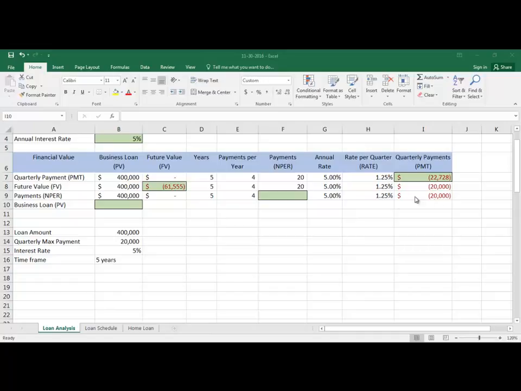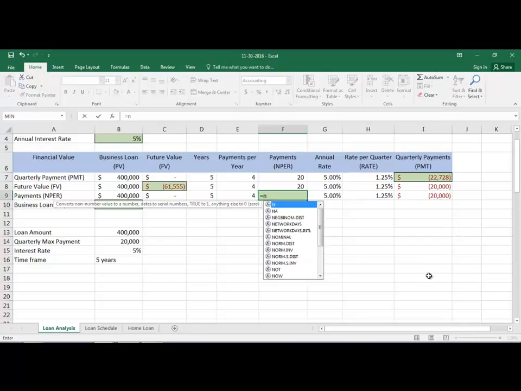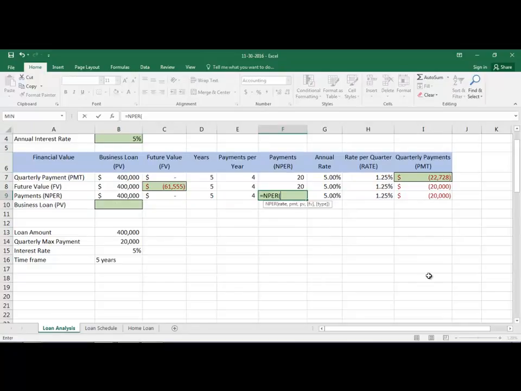You can see I've already put in the parameters for us. We've got our $400,000 loan. It's still 5 years, 4 payments per year. We still have an annual rate, a rate per quarter, and our payment. So really what we're talking about here is the number of payments, and in this case we use an NPER formula, our number of payments.